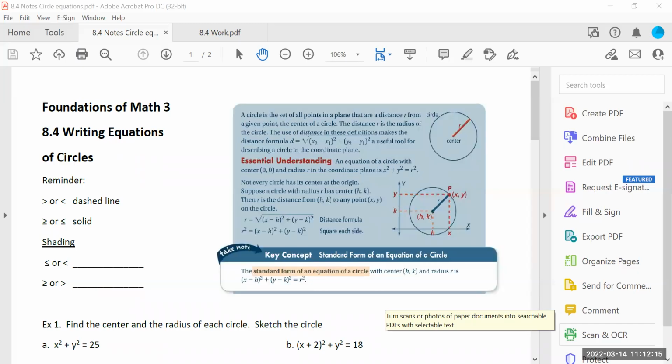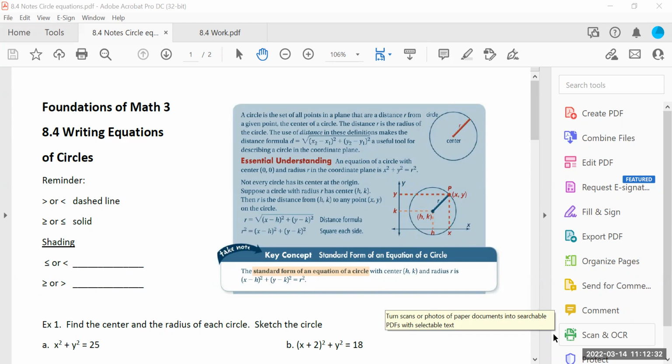All right, everybody. So for 8.4 and circles, we're going to go into just the basics. Math 3 goes a little bit more in detail, but I'm going to talk to you about what is the equation of a circle and how do you graph from that?